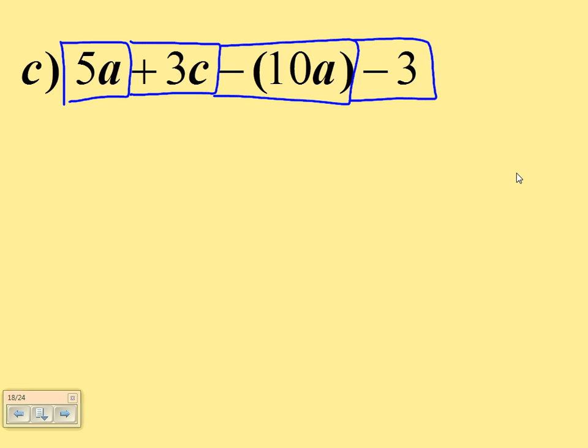5a minus 10a. What I'm going to do is do what I've been doing the last couple of days. I'm going to change my minus sign to a plus and change the 10a to a negative 10a. So my only like terms are 5a and negative 10a. 5a plus negative 10a is going to be negative 5a. What do I do with the rest of the terms? I'm just going to put them back into the answer because I cannot add unlike terms.